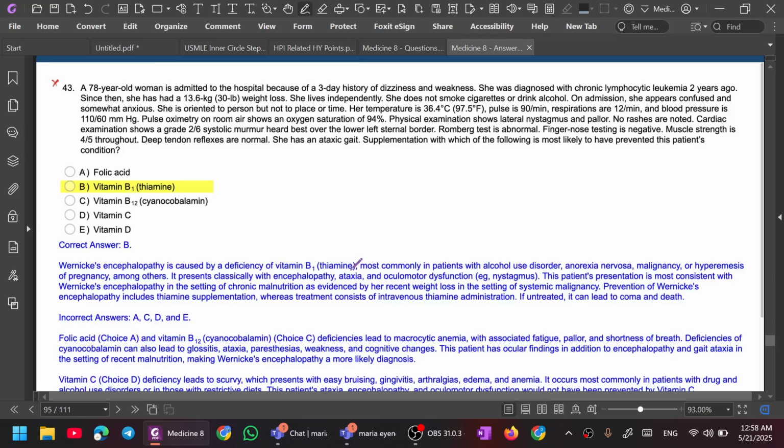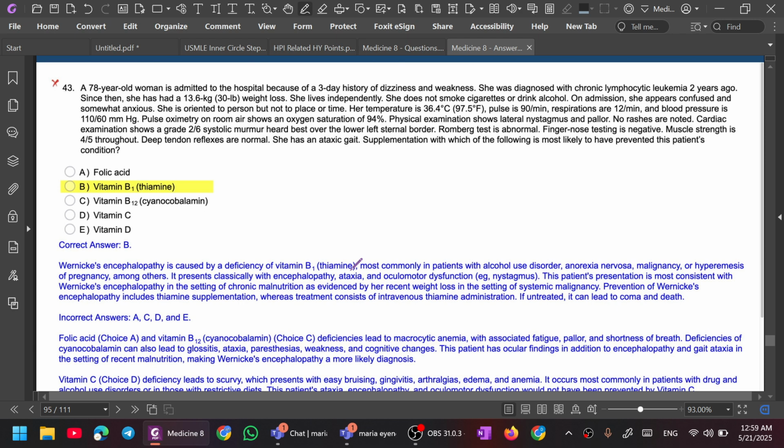Wernicke encephalopathy is caused by deficiency of vitamin B1, thiamine, most commonly in patients with alcohol use disorder, anorexia, malignancy, hyperemesis in pregnancy, among others. It presents classically with encephalopathy, ataxia, and nystagmus. This patient's presentation is most consistent with Wernicke encephalopathy in the setting of chronic malnutrition, as evidenced by her weight loss in the setting of systemic malignancy. Prevention includes vitamin B1 supplementation, whereas treatment consists of giving vitamin B1. If untreated, it can lead to coma and death.